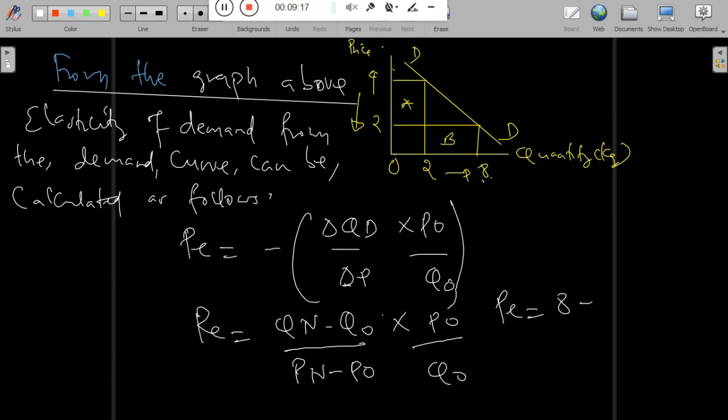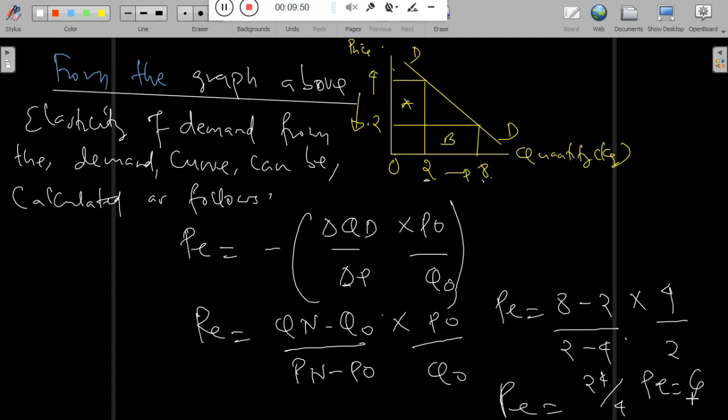This means that it is positive. So the measure of the price elasticity of demand is 6, that is greater than 1. So since the price elasticity of demand is 6, that is greater than 1, it is elastic demand.